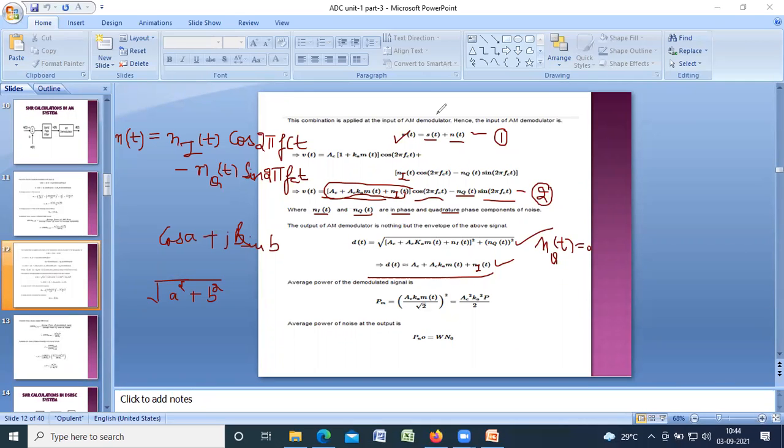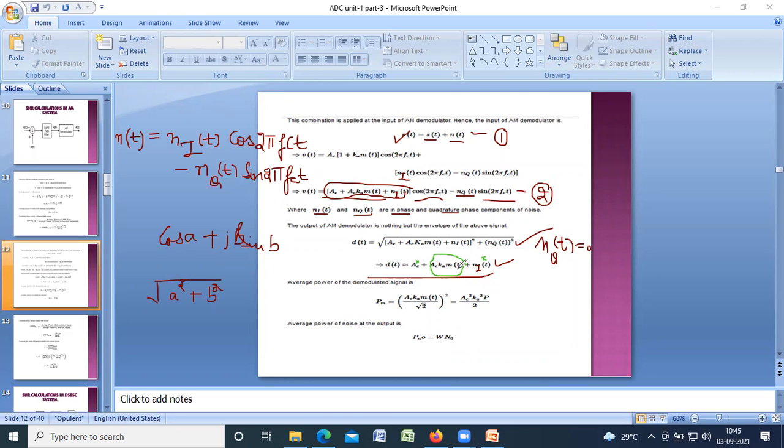मैम जिसमें M of T आ रहा है. Only one, the second term. That means these two are not required. Our main target is AC KAM of T. That is your output of AM demodulator. AC KAM of T. क्यों? क्योंकि इसमें मैसेज सिग्नल आ रहा है.